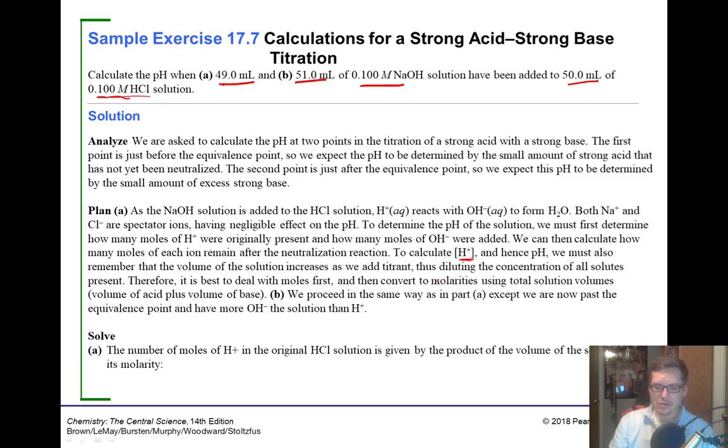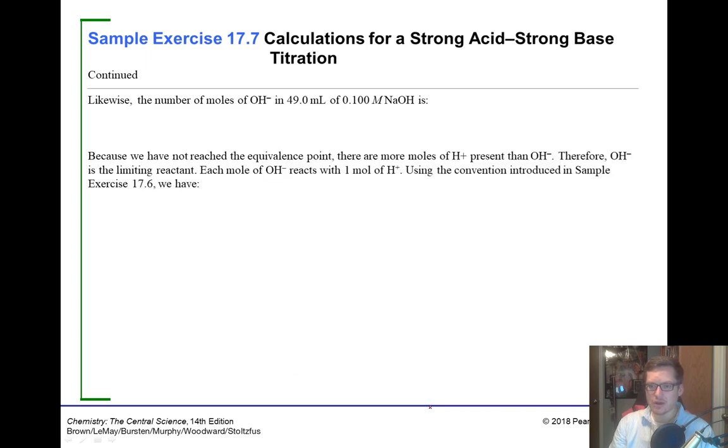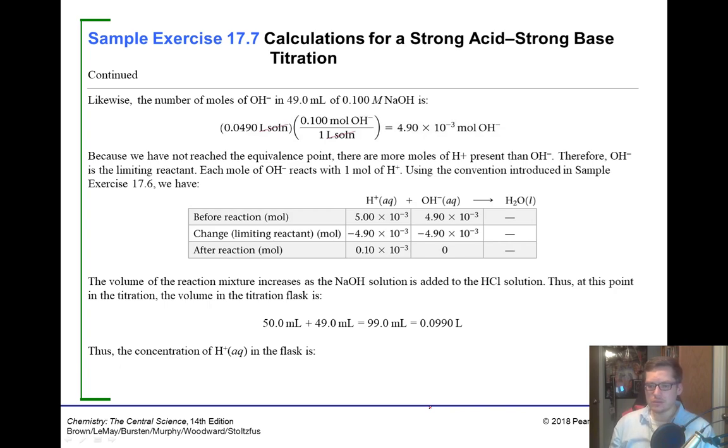So the first thing we need to do is figure out the number of moles of H plus in the original HCl solution. All we have to do for that is multiply our volume by our molarity, and we'll get this. So this is the amount of moles of H plus that we started with. All right, and then we do the same thing with our hydroxide. So this is the amount of moles of hydroxide that we added. Okay, and then we're going to use this new table we learned last video called the before, change, after table, or maybe it was 2 videos ago.